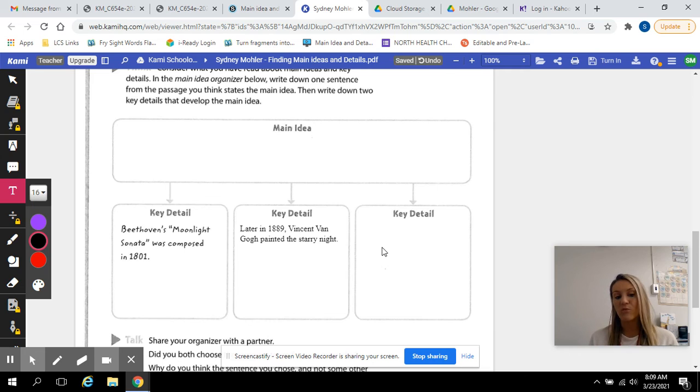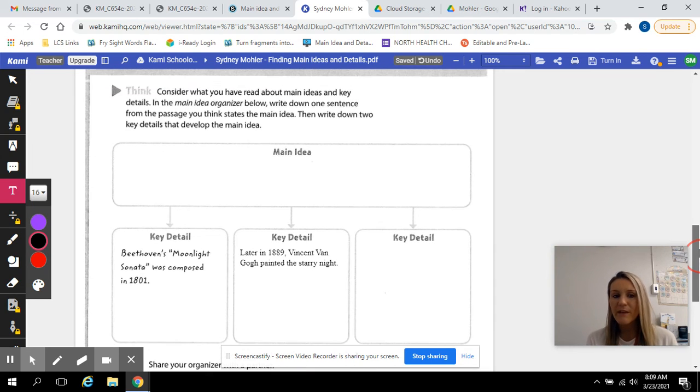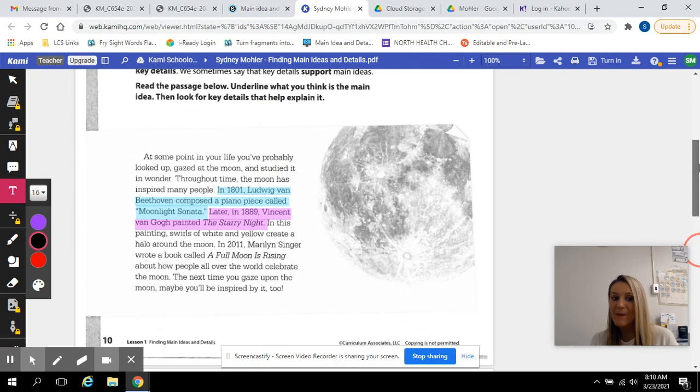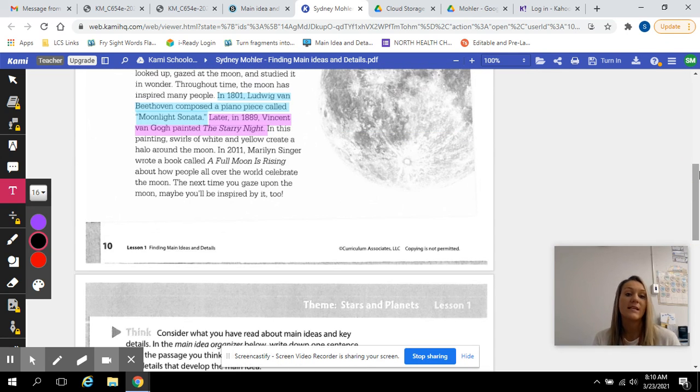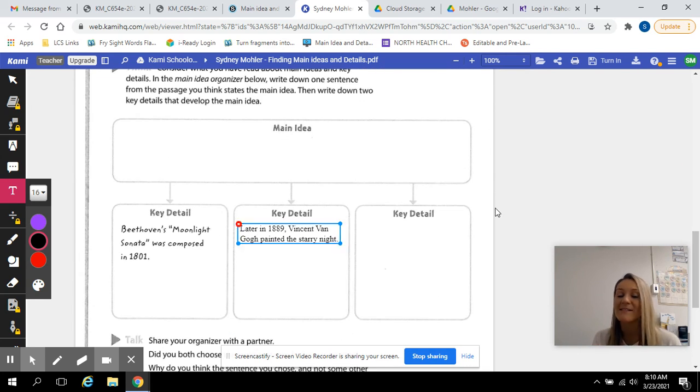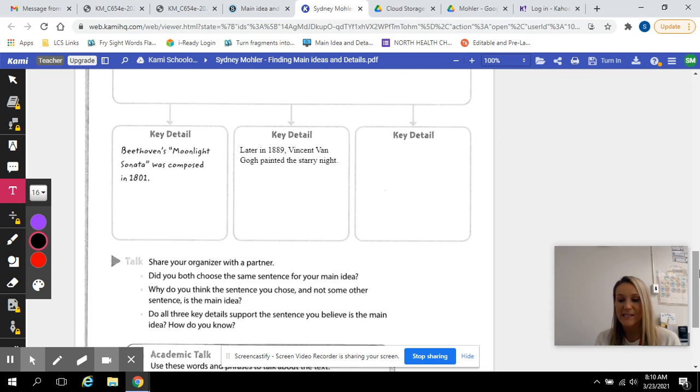Based on what we've read and what we've identified, what do we think our main idea is? I want you to figure this one out on your own. I've given you many examples and many hints just because I want you to be able to do this independently when the time comes. But what was this passage mostly about? Okay, you need to put in another detail, and there's someone else that I see who was inspired by the moon. Hint, inspired by the moon. So what's this passage mostly about? And then fill in that last detail as well.